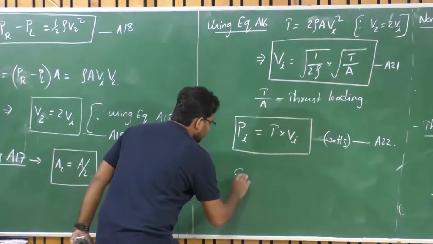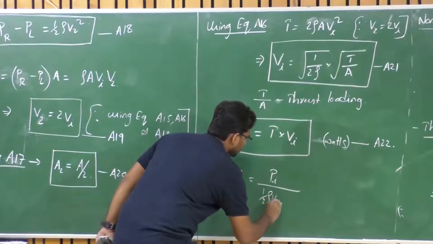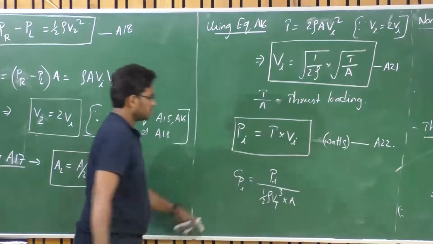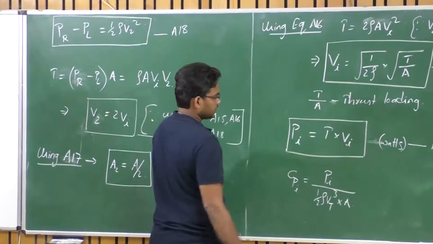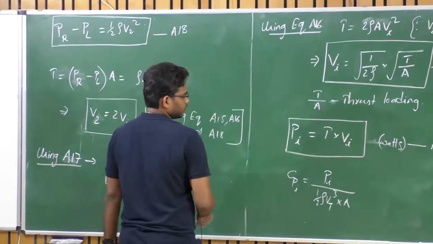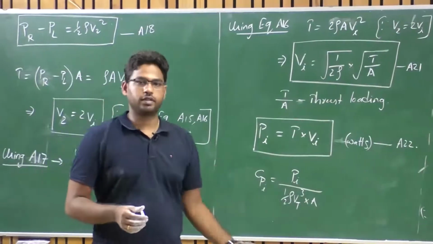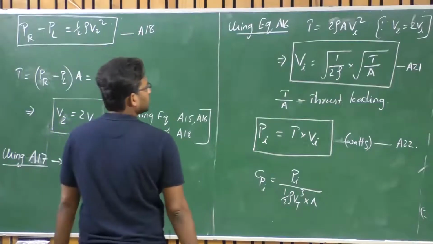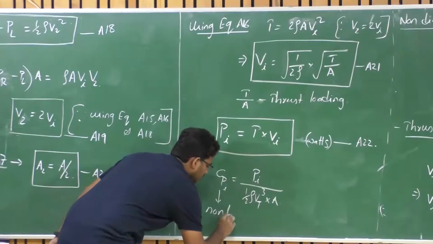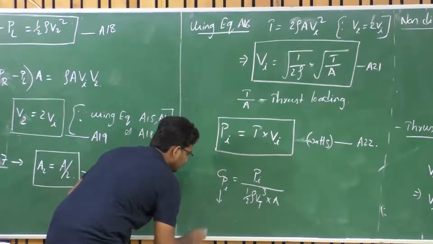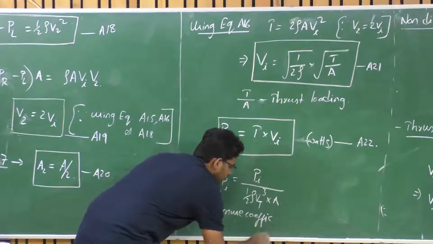So let's say Cpi is defined as Pi upon half rho Vt cube times area, right? Similarly, you can relate them. So you can substitute this in this particular equation, and then for T again you can convert it in terms of coefficient Ct. You will be able to arrive at this particular non-dimensional coefficient Cp, okay.